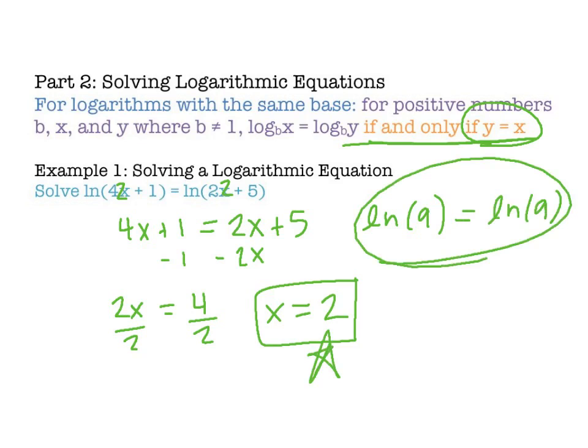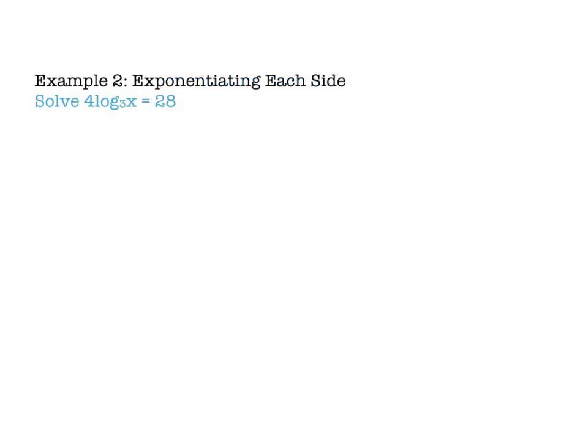The next example that we're going to look at is exponentiating each side, or turning each side into an exponent. So if I look at this example, 4 times log to the base 3 of x is equal to 28. The very first thing that I want to do is simplify where I can. So if you see here, I have this 4 kind of hanging out on the side. I want to start out by dividing each side by 4, and that makes my math a lot easier. So I have log base 3 of x is equal to 7.